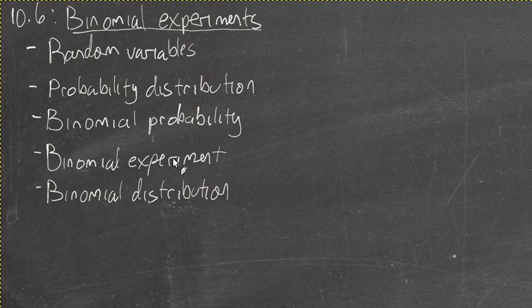Then we'll talk about a binomial experiment, which is an experiment with binomial probability in it. And a binomial distribution would be a probability distribution of a binomial experiment. So what the heck does all that mean? Let's start by talking about random variables.